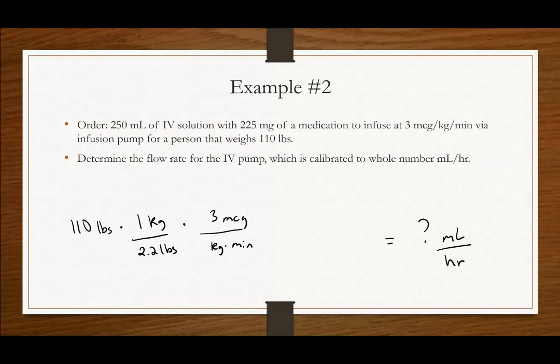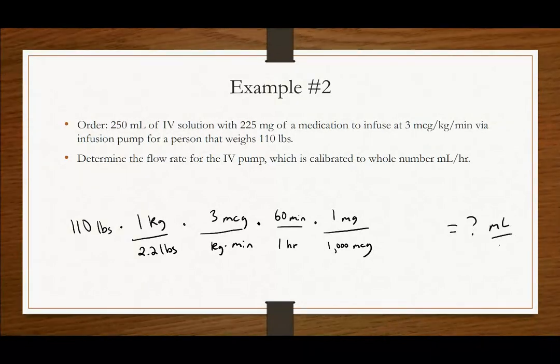So the given ratio here needs some conversion factors. Of course, instead of minutes, we prefer hours, so we can introduce 60 minutes per 1 hour. We'll also need to convert from micrograms to milligrams, so we can also include 1 milligram for every 1,000 micrograms. Lastly, we need to introduce our stock component. So again, let me make some space here. We want to end up with milliliters per hour.